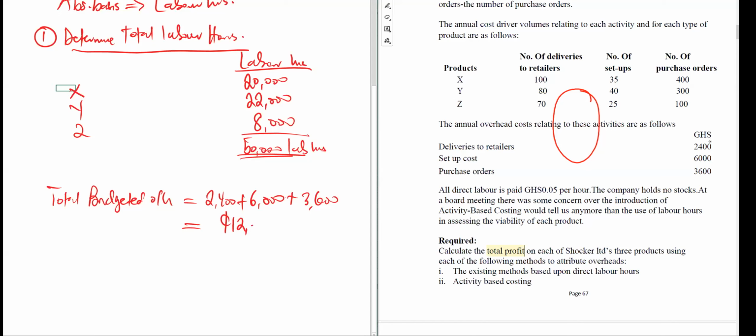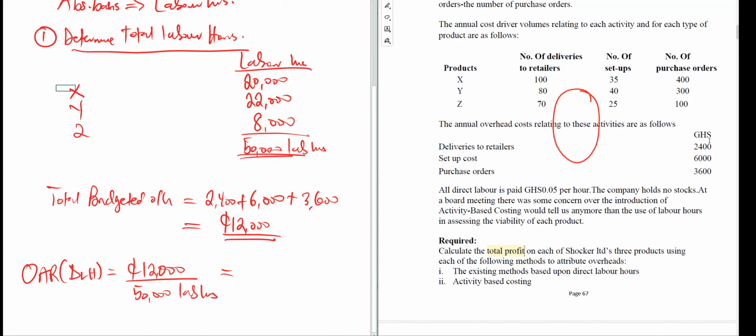I believe it's 12,000 cedis, right? Yes, we'll mark this for us. Now, what becomes the OAR based on the direct labor hour? Our total overhead cost, which is 12,000 cedis, over how much? Over 50,000 labor hours.